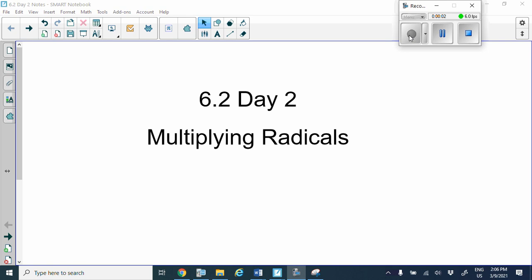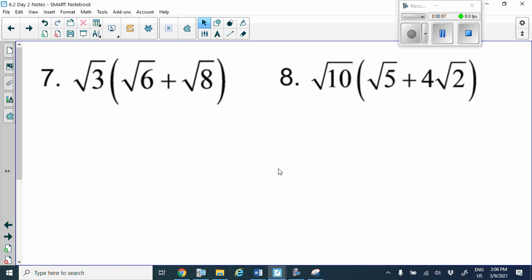Hey guys, so here's the 6.2 day 2 notes. We're now going to multiply radicals. Okay, so let's look at number 7.